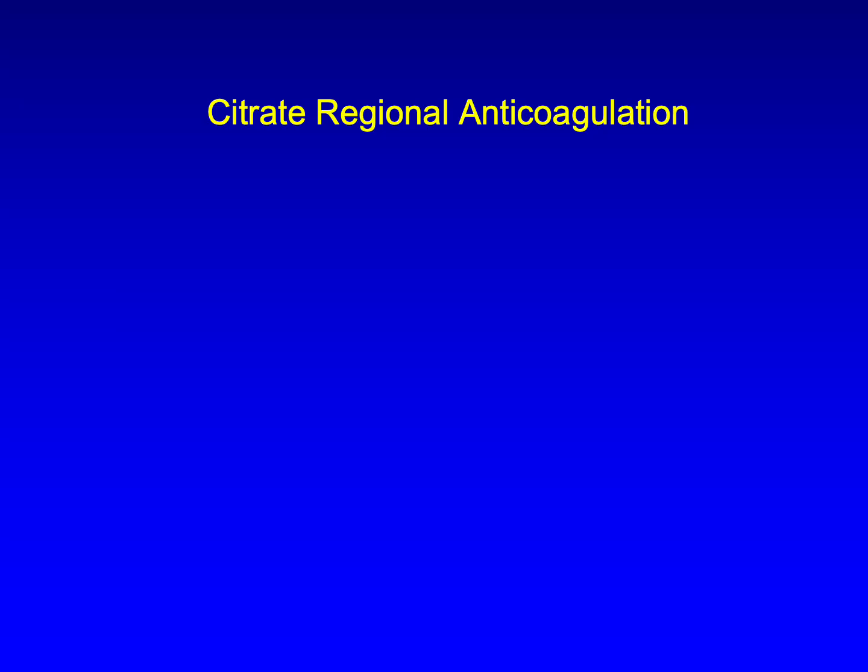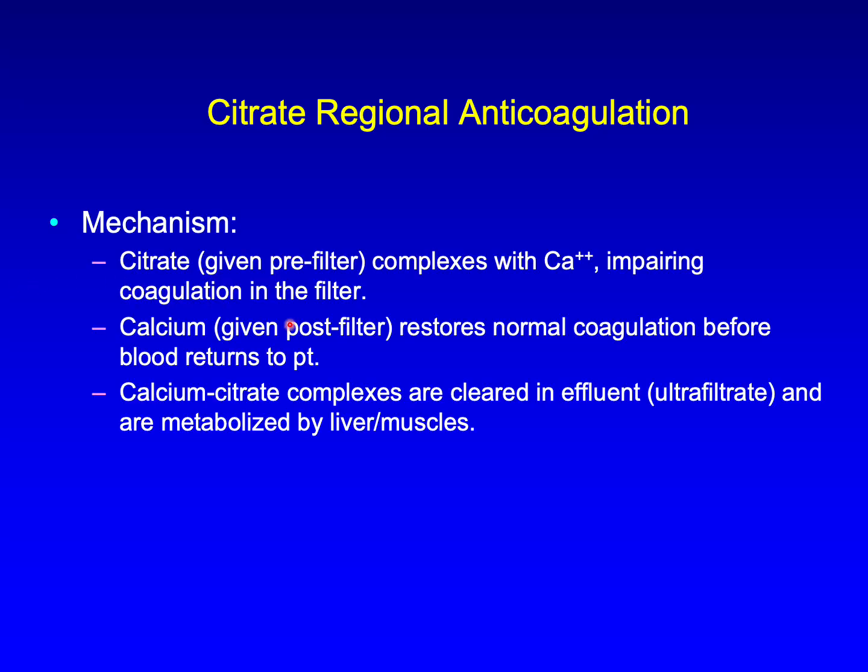So to summarize, citrate is given pre-filter and complexes with calcium, impairing coagulation within the filter. Calcium is given post-filter and restores normal coagulation before the blood returns to the patient. In other words, only the hemofilter is anticoagulated. The patient's blood clots normally. Meanwhile, calcium citrate complexes that are formed are cleared in the ultrafiltrate and are also metabolized by the patient's liver and muscles.